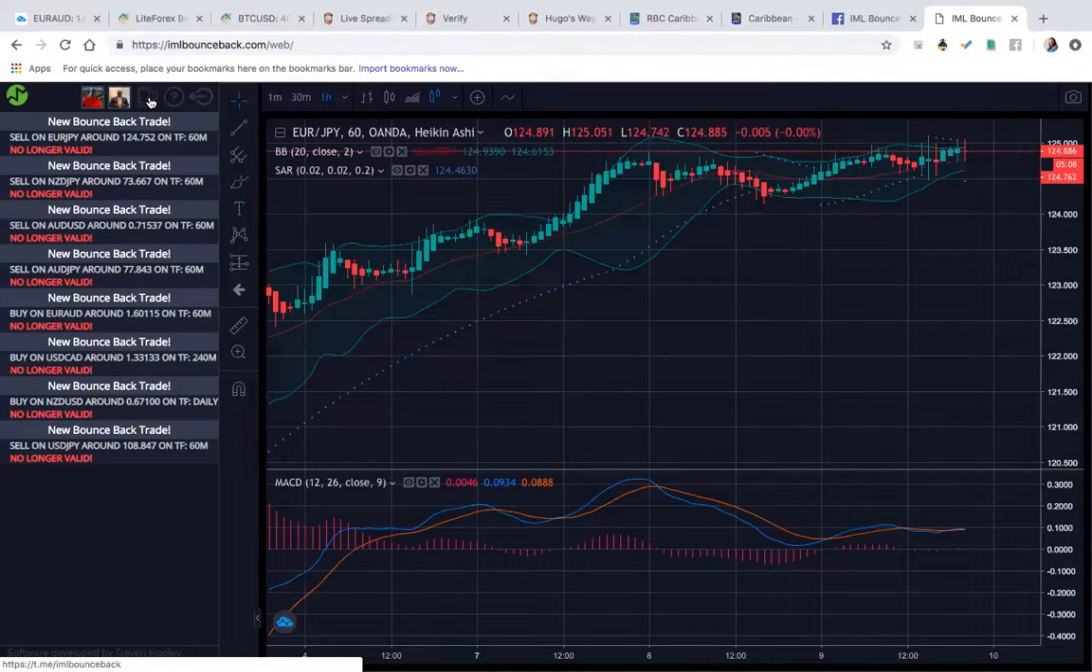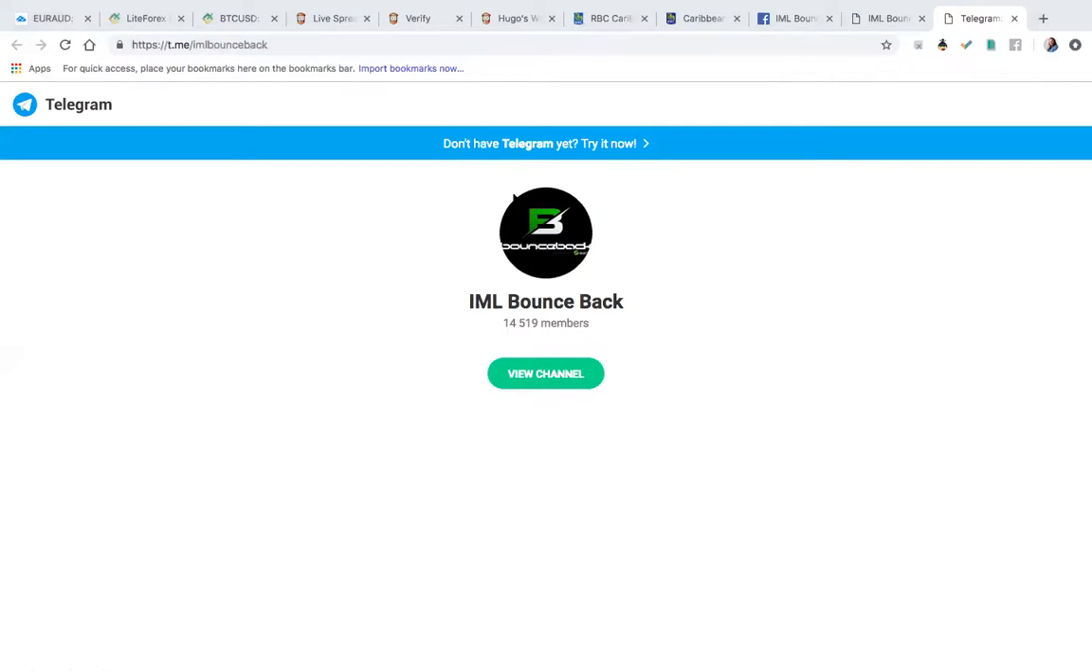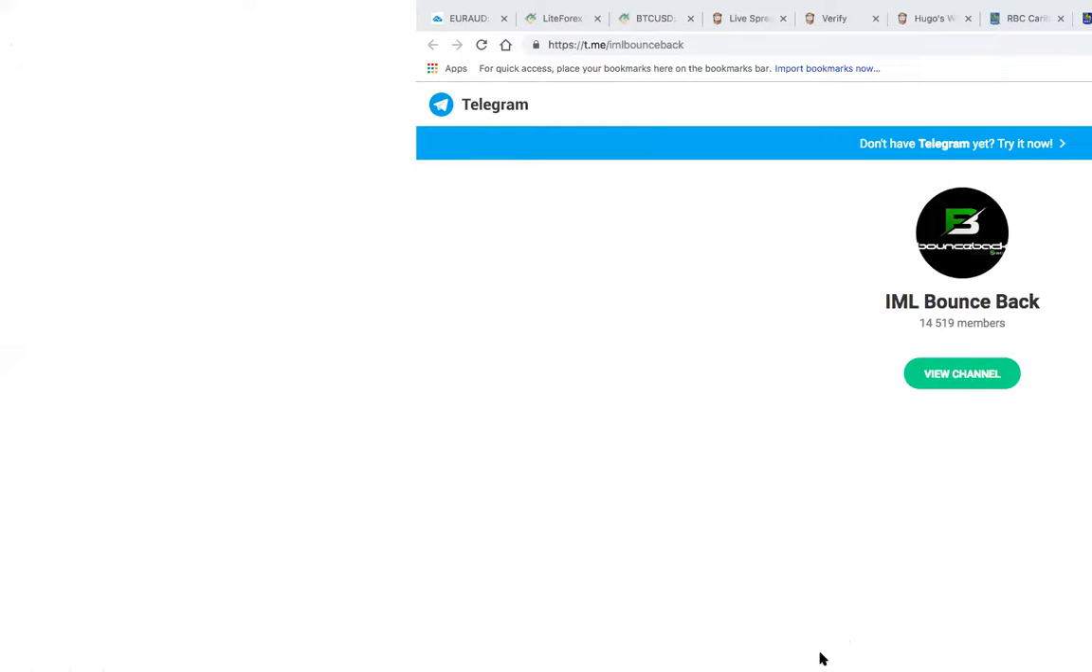Over here, you will see a phone next to Lex Waves. If you click on it, it will take you straight into Telegram, and it will ask you to join this group. It'll just show you what that Telegram group looks like.